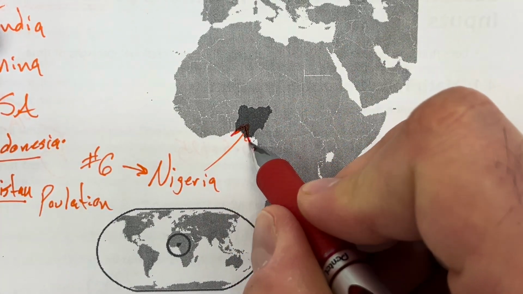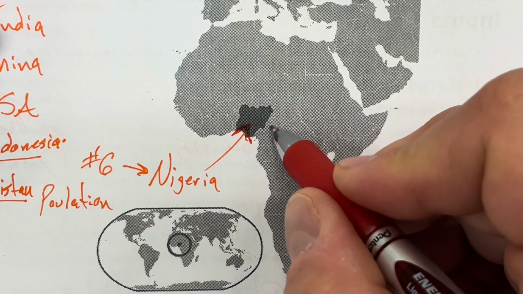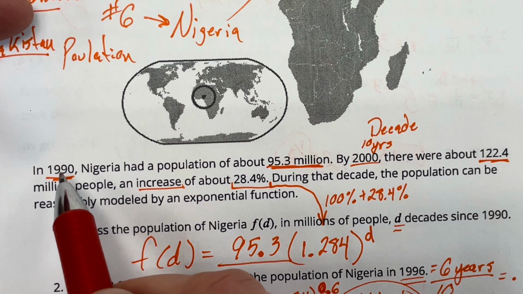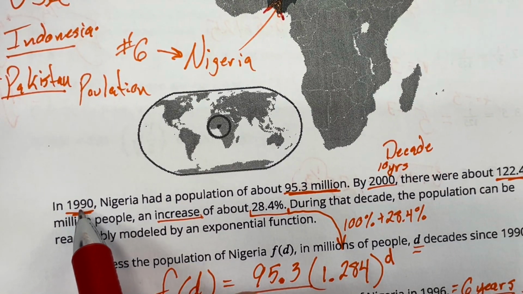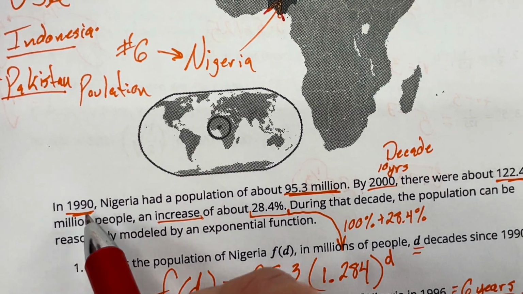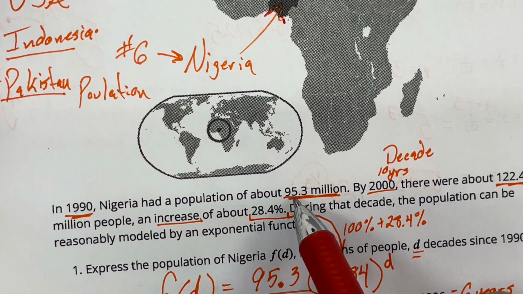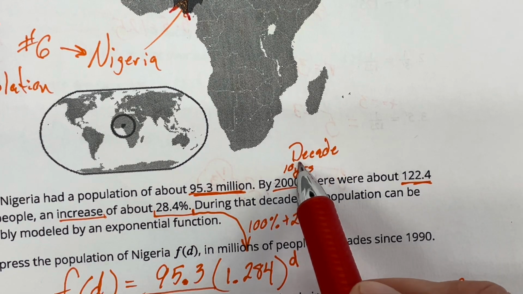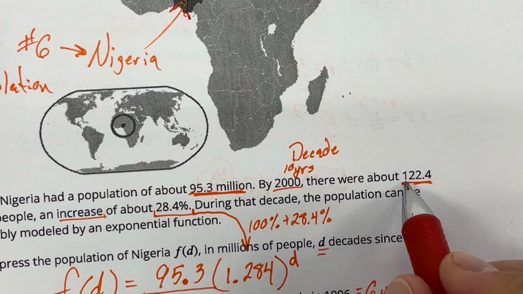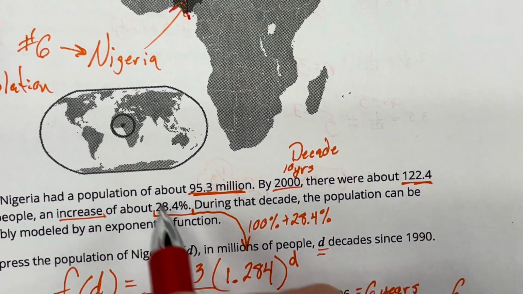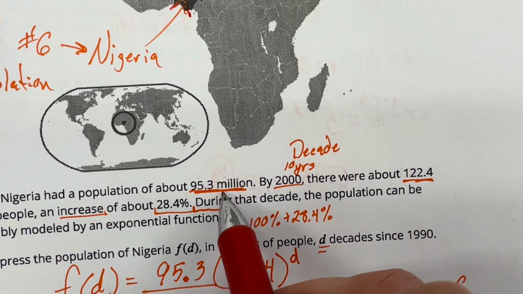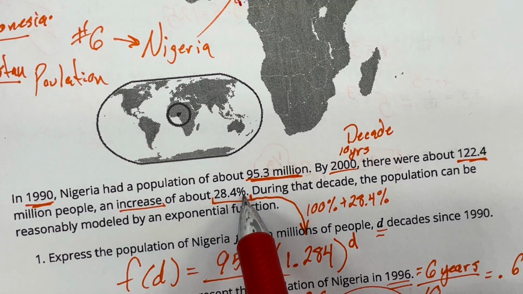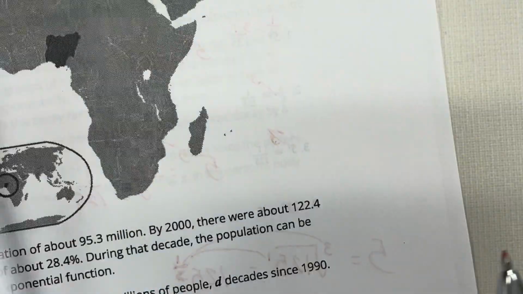So here's the thing: there are a lot of people here, and their population has been growing exponentially. In 1990, so I was born in 1980, when I was 10 years old, Nigeria had a population of 95 million people. By 2000, 1 decade later, there were about 122 million. So this gives us the amount that it grows by. But they told us that in a decade, it increases 28.4% each decade.